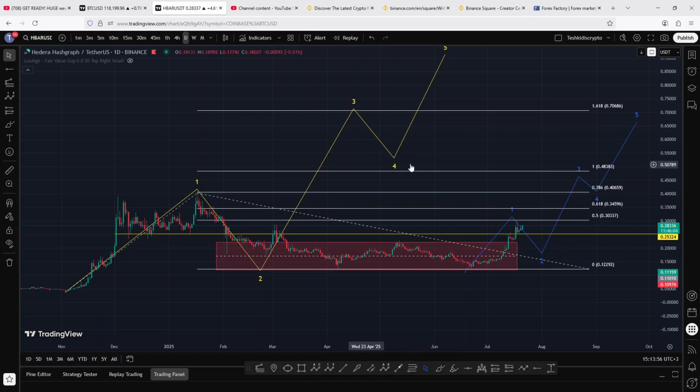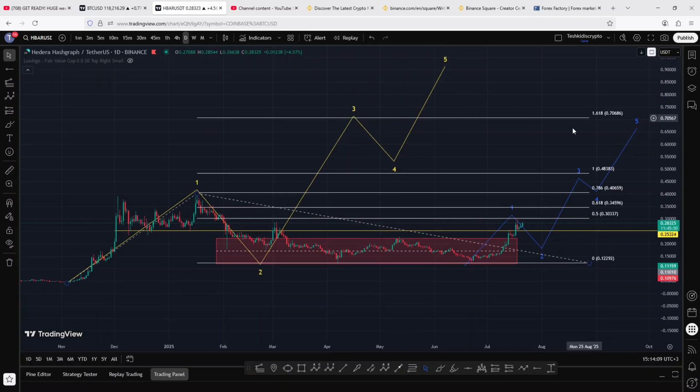And if that target area is hit, then HBAR will be able to put in place a new all-time high. Then we can expect a bit of a short-term pullback in the formation of that count 4, and then continue pushing even higher in the formation of that wave 5 to the upper side, possibly giving us a break above the 1 USDT mark.